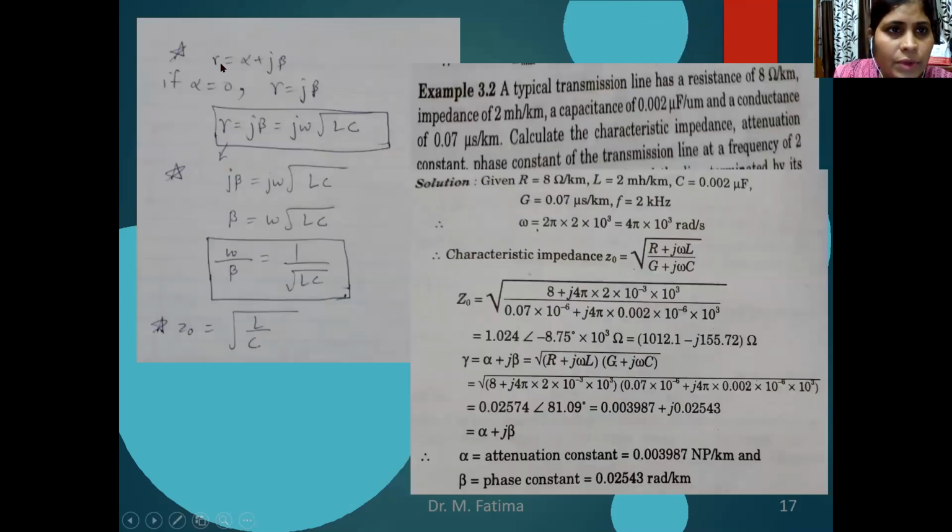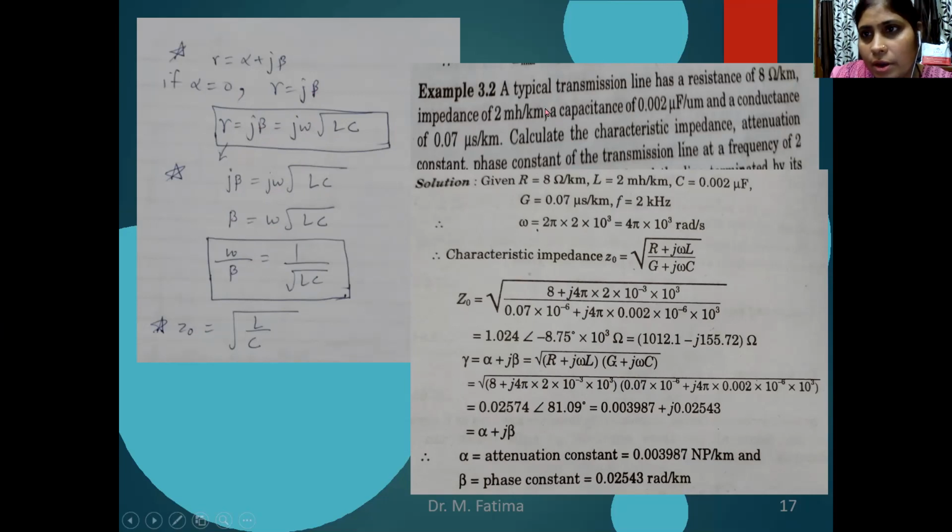We also know that gamma is equal to alpha plus j beta. If the attenuation is 0, then gamma is equal to j beta. Therefore, j beta is equal to j omega under root of LC. So j is cut down, and beta is equal to omega under root of LC. So omega upon beta is the phase velocity, and it is equal to 1 by under root of LC. The characteristic impedance is under root of L by C.